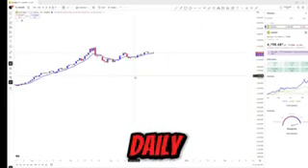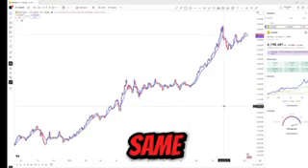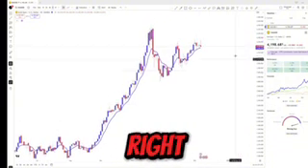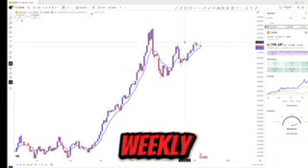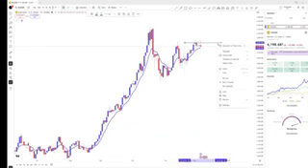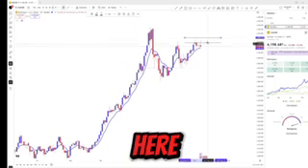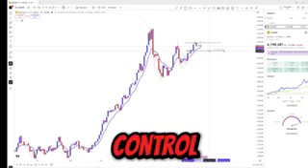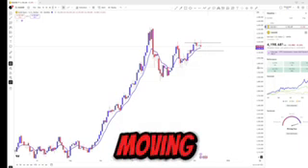Now we move to the daily time frame, and here we do the same thing. We mark our higher highs and higher lows. This chart right here is where our weekly bias gets refined and where direction becomes much clearer. This time frame really helps us understand if buyers are still in control or sellers are moving in.